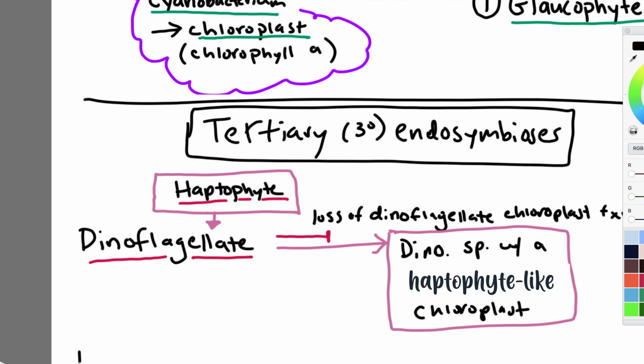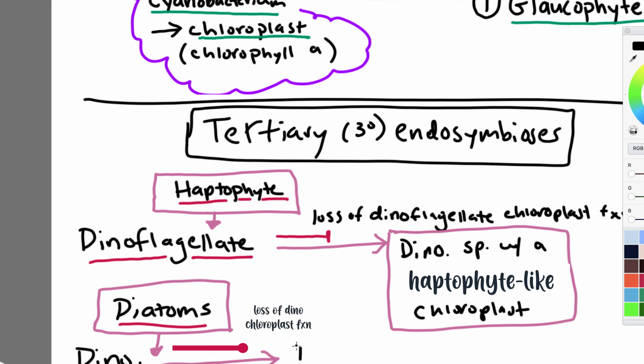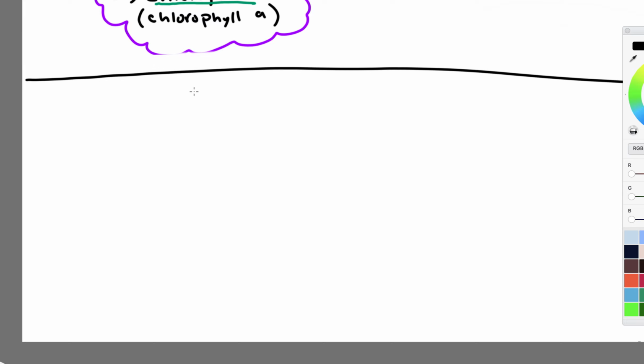It looks like the same sort of thing happened with the dinoflagellates and another group that got theirs from a different red algae, the diatoms. And you end up getting a dinoflagellate species with a diatom-like chloroplast. That would be due to a tertiary endosymbiosis event. There also appears to be some serial secondary endosymbiosis.